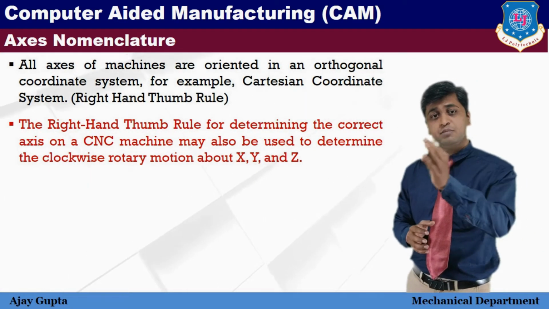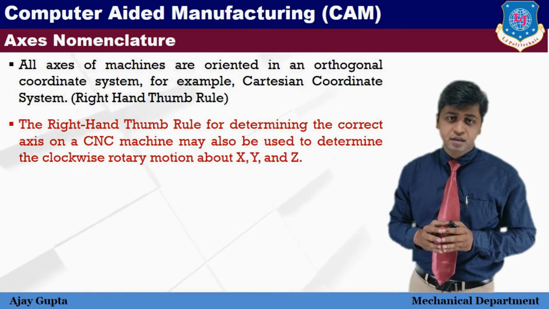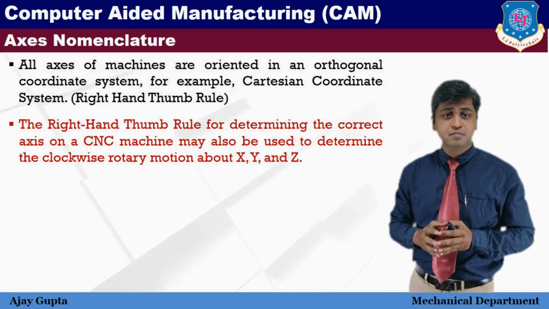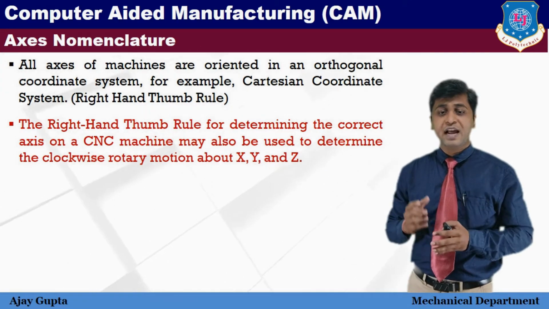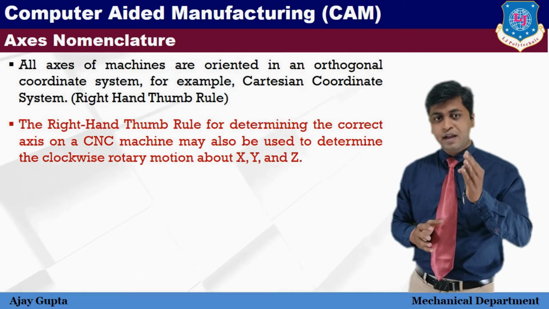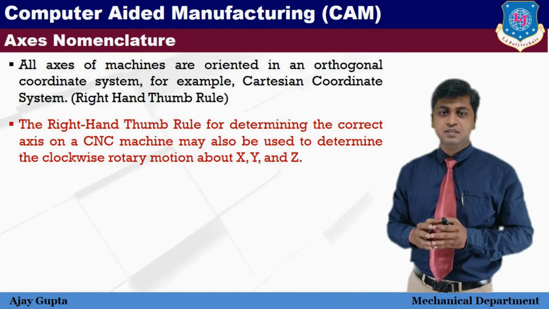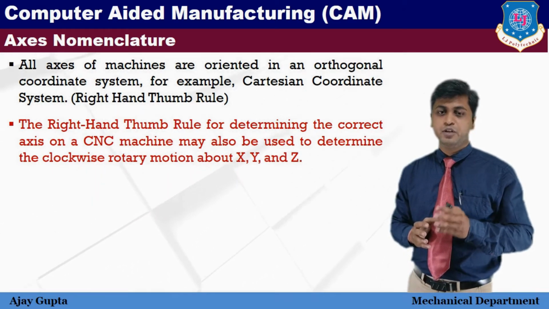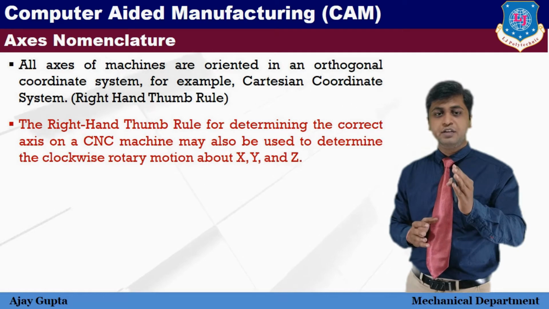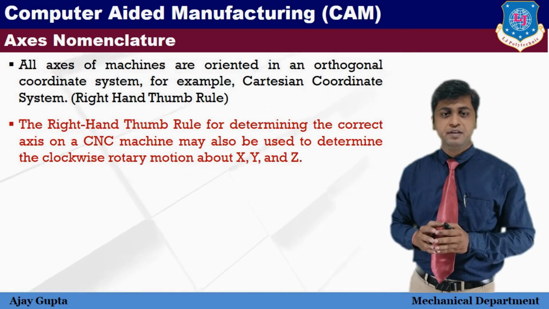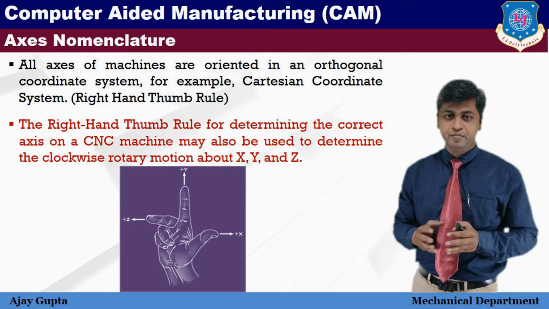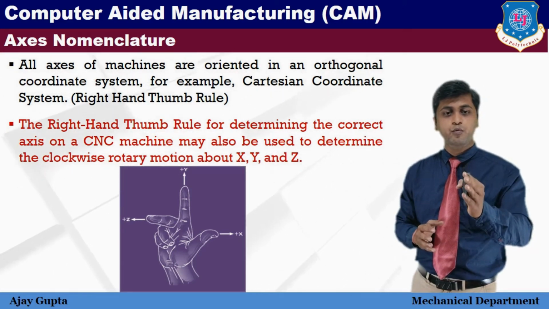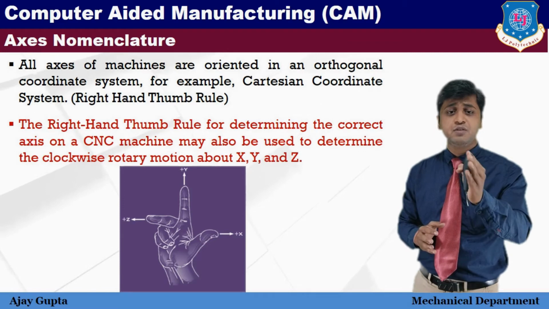So all axes of the machines are oriented in the orthogonal coordinate system, for example, the Cartesian coordinate system, which follows the right hand thumb rule. The right hand thumb rule establishes the orientation and the description of the tool motion along the positive or negative direction of each axis. This rule is recognized worldwide and is the standard for which axis identification was established.